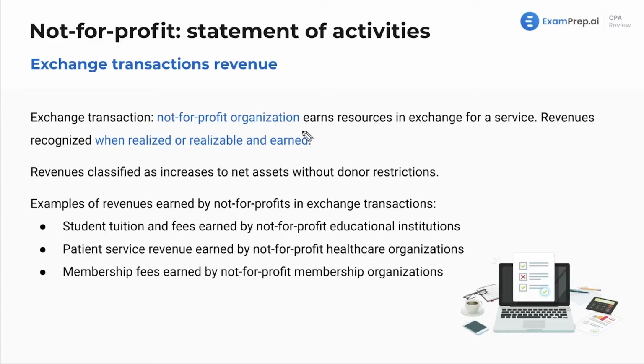Exchange transactions, so we earn resources in exchange for a service. Revenues are recognized when realized or realizable and earned. So basically the same thing as our normal corporate accounting, right? Accrual-based accounting, revenue recognized when earned, pretty much the same. Revenues classified as increases to net assets without owner restrictions, right? So that's the classification for them.